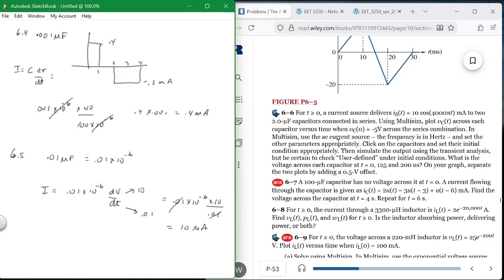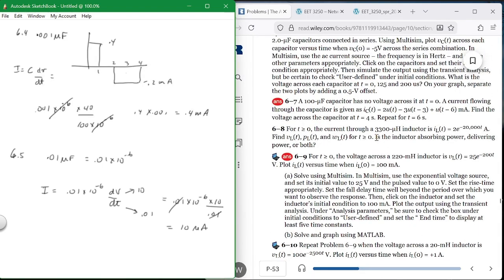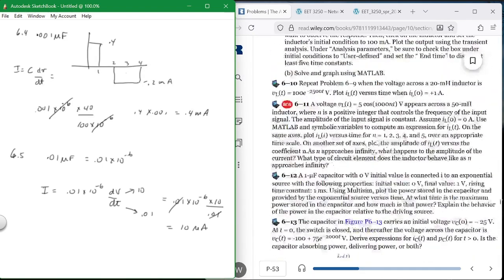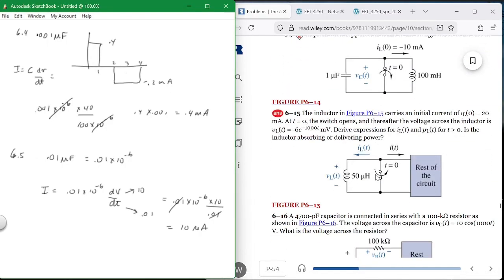6 and 7 are the same kind of thing, only this is a cosine one. Okay. Do the best you can. I'm not going to grade off on these. If you just try, I'm not going to grade off. 15 and 16 are the same thing for an inductor. Oh my goodness. Okay.